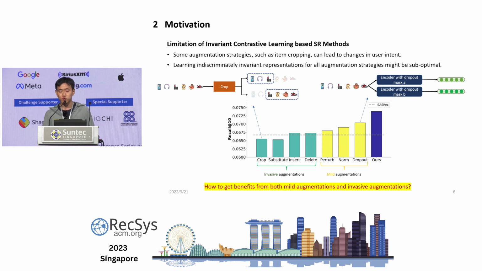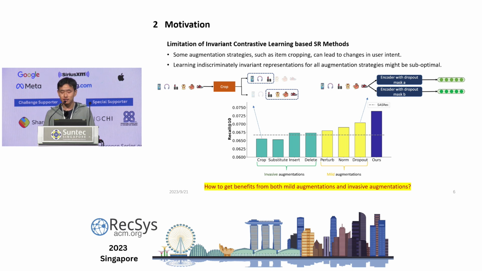So to verify our observations, we compare the performance of invariant contrastive learning with different invasive augmentations and mild augmentations. As shown in this bar chart, mild augmentations, denoted by yellow bars, always improve performance over the base model. The base model is the dashed line in the figure. In contrast, for learning invariant representations with invasive augmentations, the green bars, the performance is less desirable. It doesn't consistently improve the performance and sometimes even worsens it.